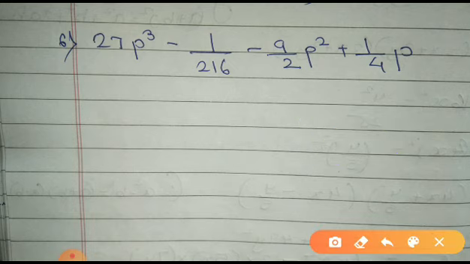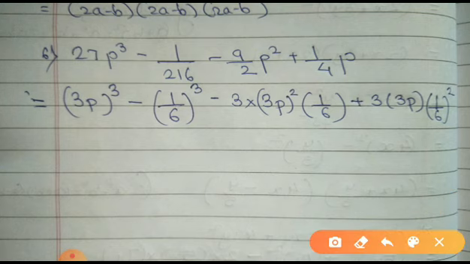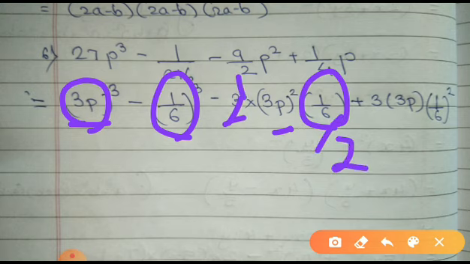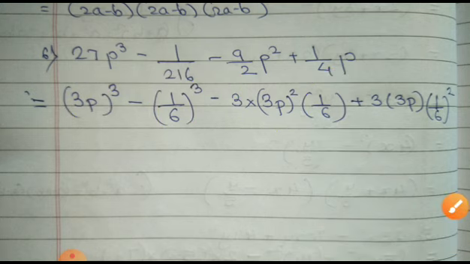So I can write 27p cube as 3p the whole cube. 216 is a cube of 6, so 1 by 216 will be the cube of 1 by 6 the whole cube. Then our next term is what? 3a square b. So 3a is my this, 3a square b. Check whether I get the same: 3 ones are 3, 3 twos are 6, but it will be 9p square by 6. Plus the next term, it should be plus 3ab square. So accordingly I have written.